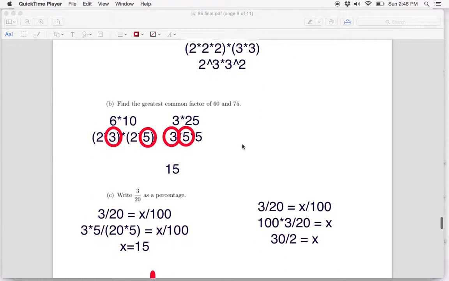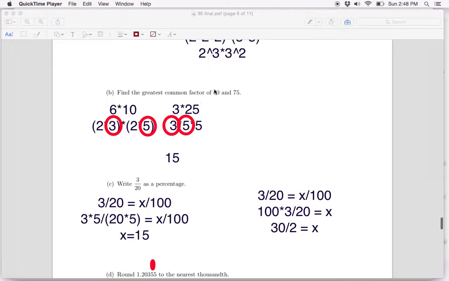All right, greatest common factor, here I did the same thing. I said 60 is 6 times 10, 6 is 2 times 3, 10 is 2 times 5, so I have 2 times 2, or 2 squared, times 3 times 5. And here I knew that 75 was 3 times 25, and then so 3 times 5 times 5. So I say, okay, well, how many do they have in common? They have a 3 in common, they have one 5 in common, so that's 3 times 5. So 15 is the greatest common factor.